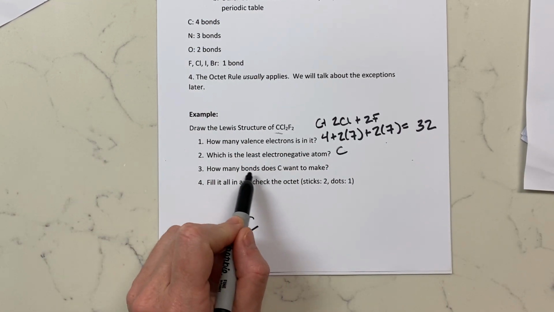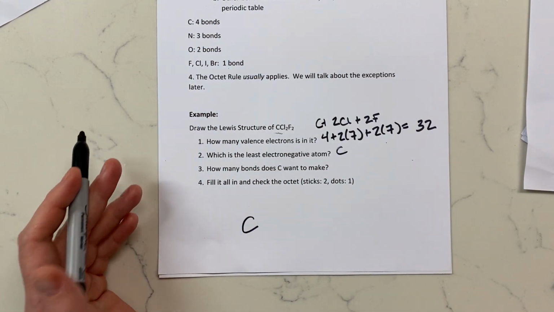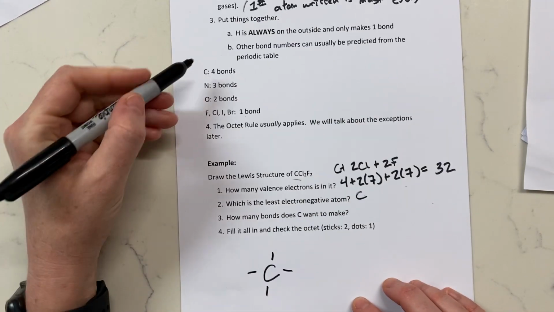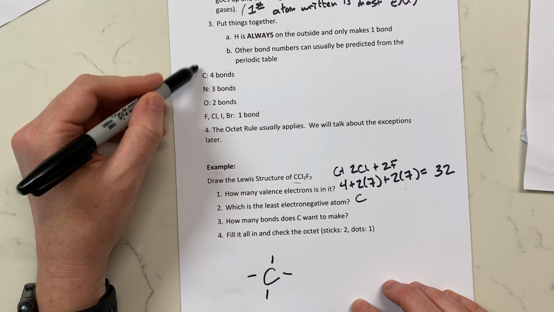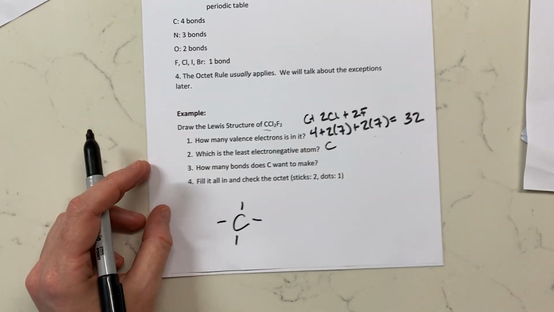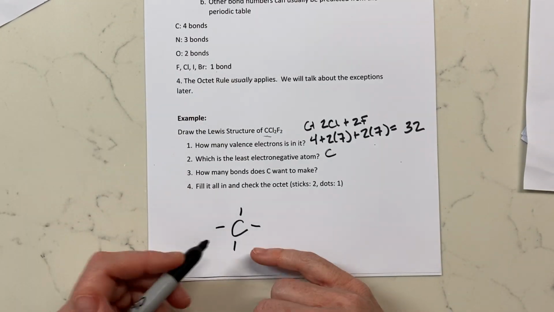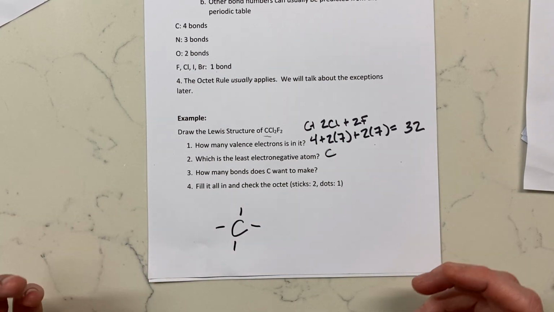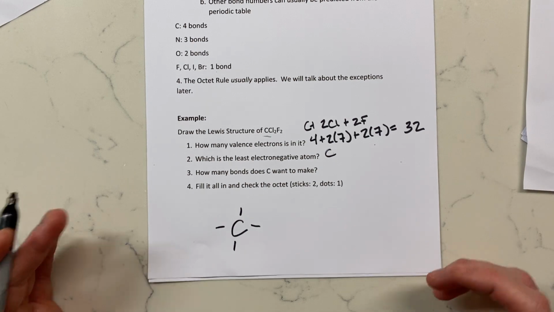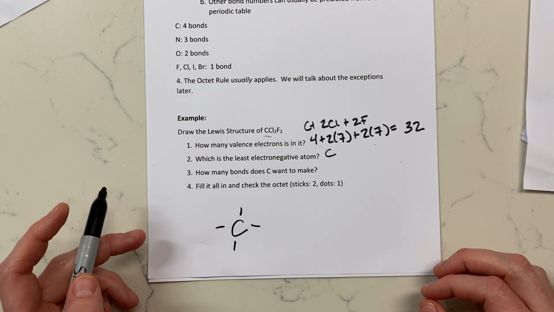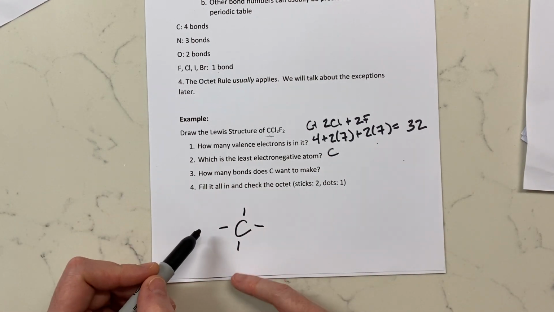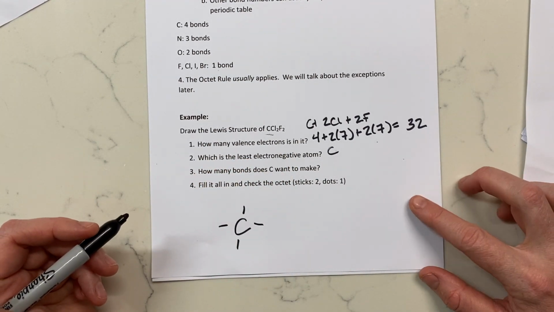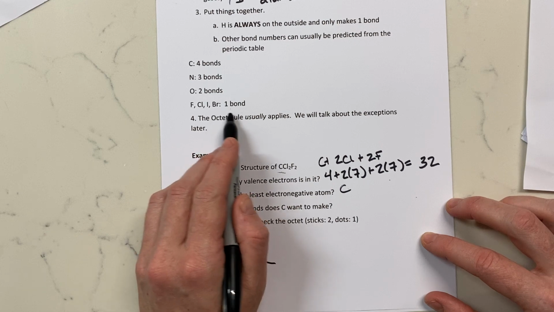It says, how many bonds does carbon want to make? Well, carbon's got 4 valence electrons. It needs 4 more. You also wrote it right here that it wants to have 4 bonds. And so it helps to draw those bonds out, fill in everything that you can, and then go back and we'll count and make sure everything works out. Okay, so we added 4 bonds to carbon. Do you remember how many bonds chlorine and fluorine want to make? They each want to make just 1 bond.